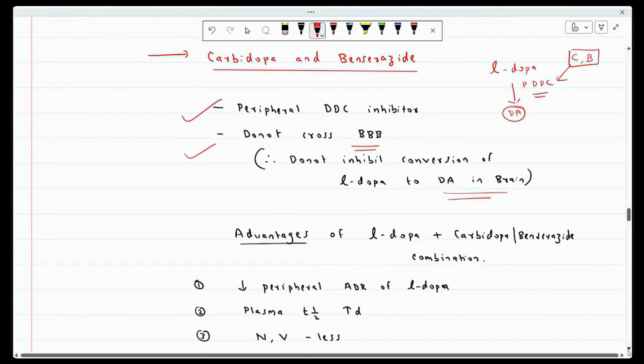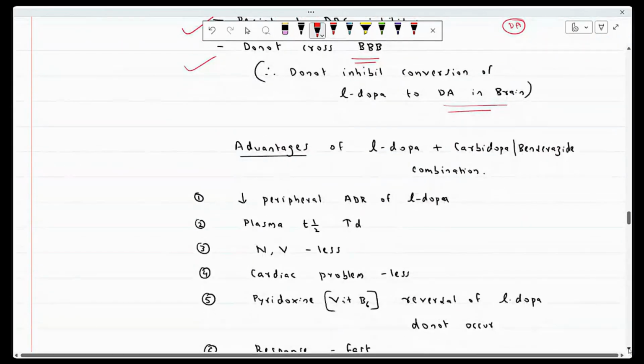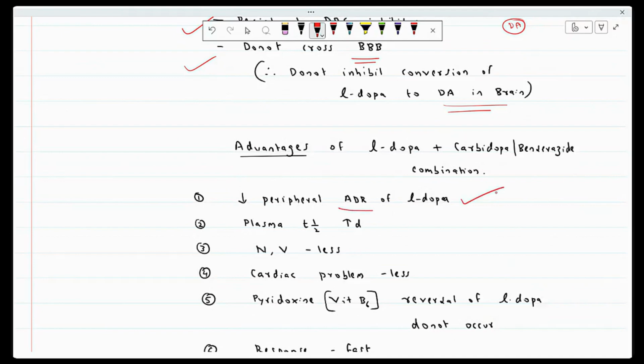Now, when you give this levodopa along with carbidopa or benserazide, the advantage, as I told you, is that it will inhibit the peripheral decarboxylase. So if peripherally it inhibits that enzyme, in the periphery dopamine will not be formed. And we don't want that also. If dopamine is formed in the periphery, it can go and bind to various receptors. So that means it can decrease the peripheral adverse effects of levodopa. And one more advantage is that it can increase the half-life of levodopa. Nausea and vomiting will be less because in the periphery it will not be converted to dopamine. Cardiac problems can become less.